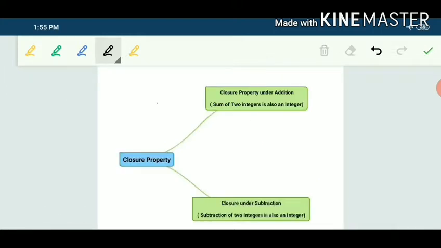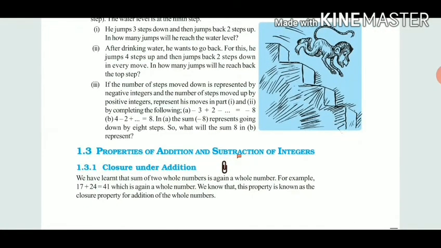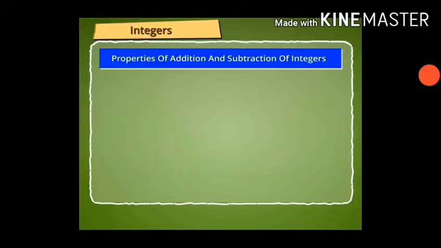First, we will discuss closure property. Closure property under addition and closure property under subtraction. Closure property under addition. These properties we already discussed in previous class for the whole numbers. Now same properties we will discuss for the integers. Properties of addition and subtraction of integers.